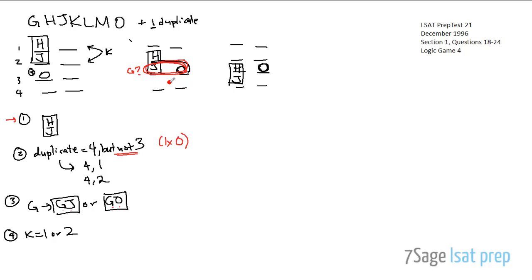And so putting a G anywhere else would force us to put a J there as well. And you just can't do that, right? So actually, this scenario is never possible. Okay? How about down here? H, J, and O. Right?